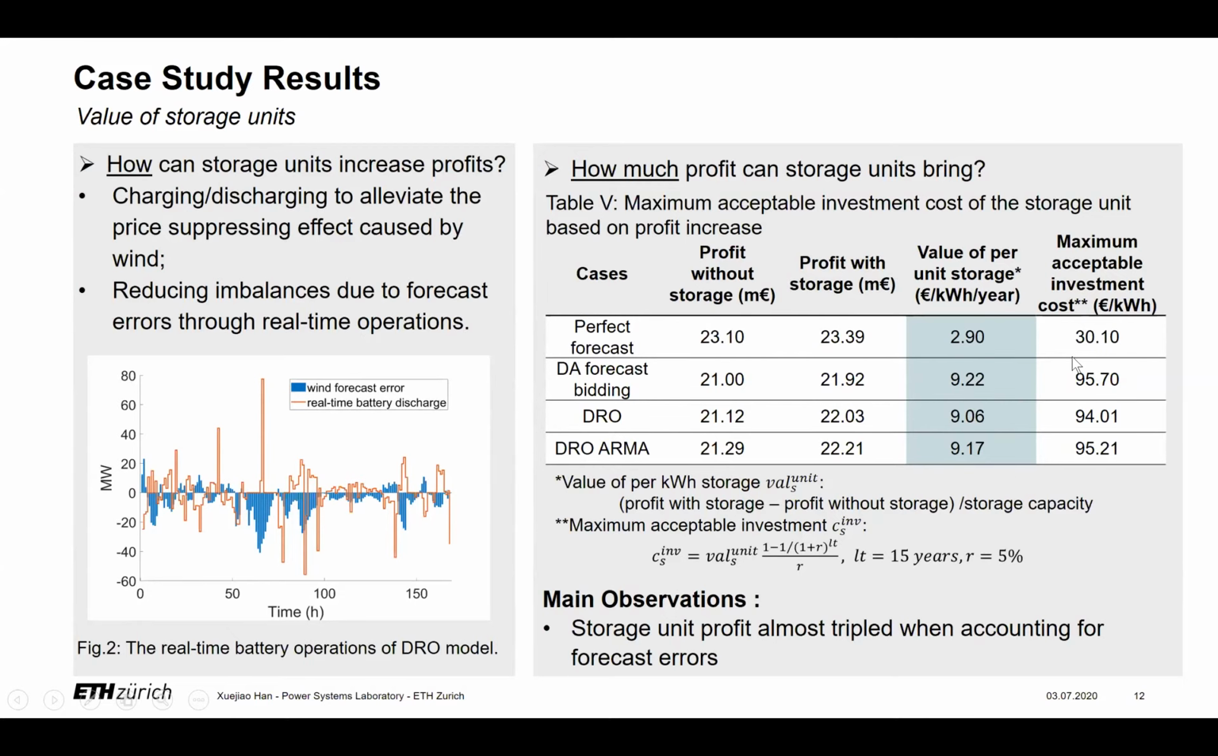However, we can see that the maximum acceptable investment cost is still around 100 euros per kilowatt hour, which is far below the current market price of 1 hour utility size storage units, which is around $600 per kilowatt hour at the moment. But one thing I need to point out is that by looking at these numbers, this number can change if we have different market assumptions, for example if we consider the reserve market, and also if we consider subsidies for the storage units. A lot of things could affect this value.